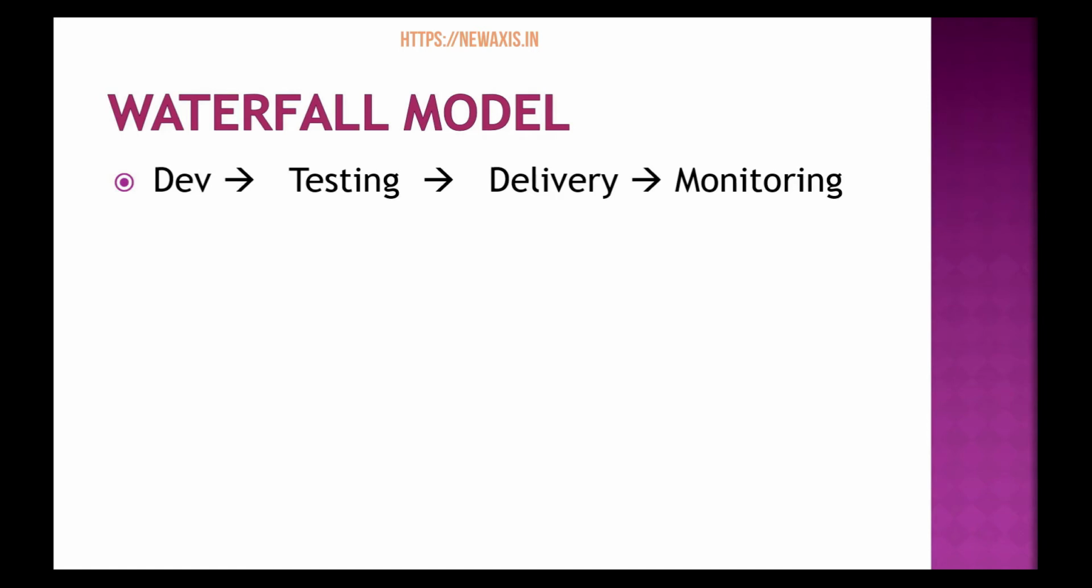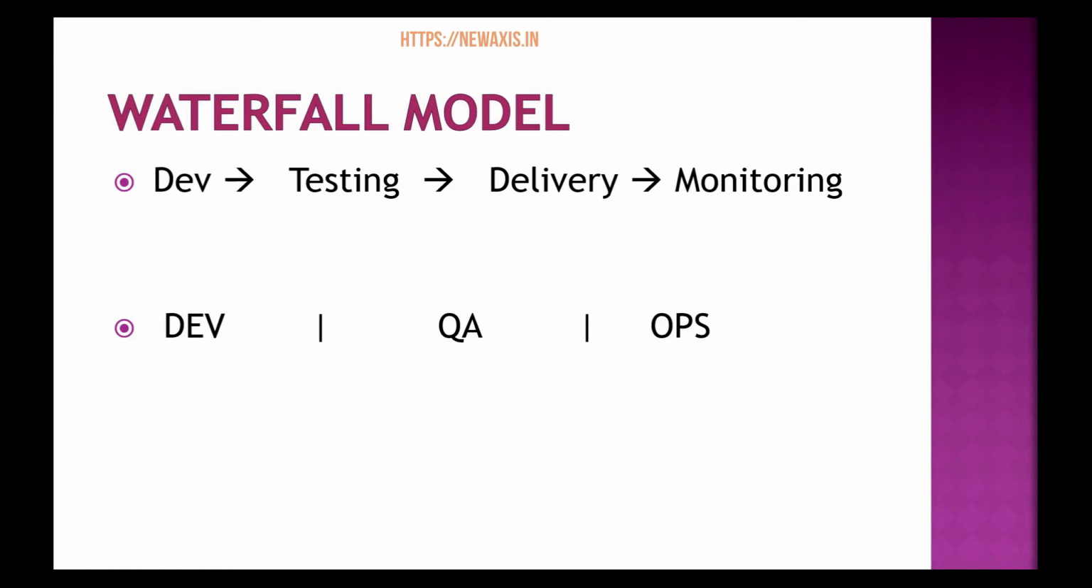Before going to Agile, let's have a recap of the waterfall model. The major phases in waterfall are development, testing, delivery, and monitoring. Also, the development team, testing team, and ops team were all working in isolation. That means there is no proper understanding or communication between them; in simple terms, there is no proper collaboration between the three teams.